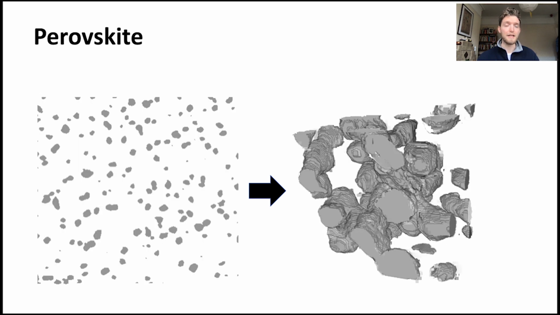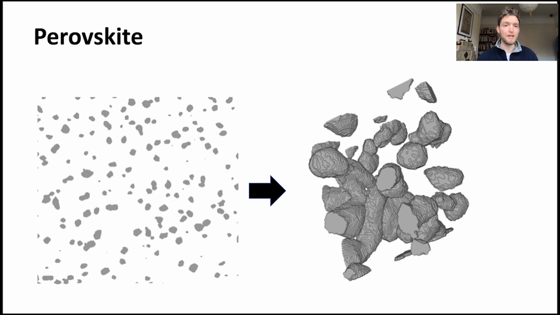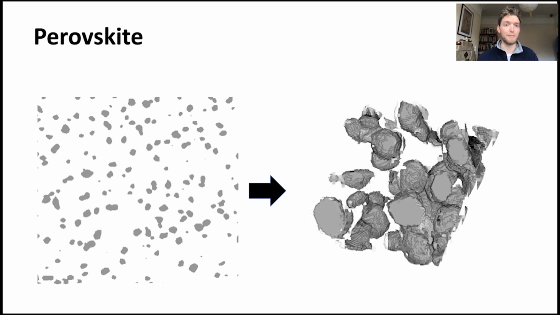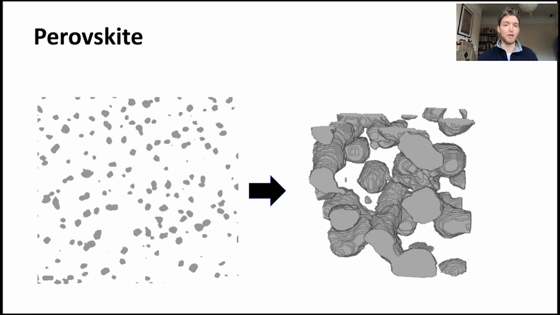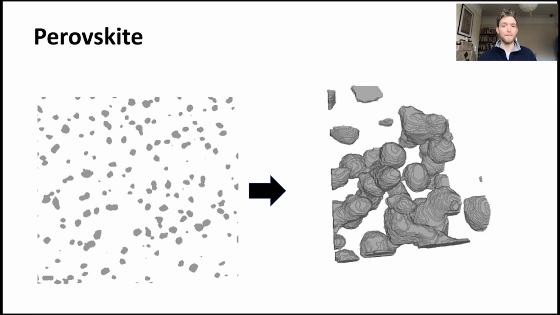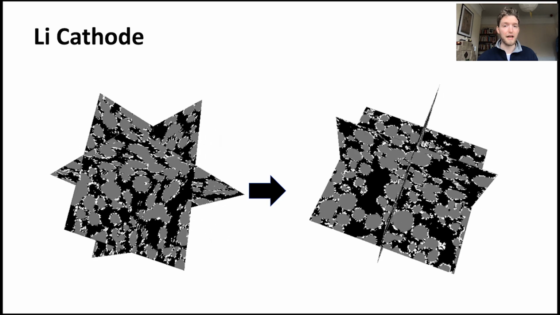Next, we have a perovskite. And you can see again that the shape and size of the material volume that we produce can also be varied, which is again really useful for modeling because we might want a very large volume to model. Last of all, we have the lithium-ion cathode material.